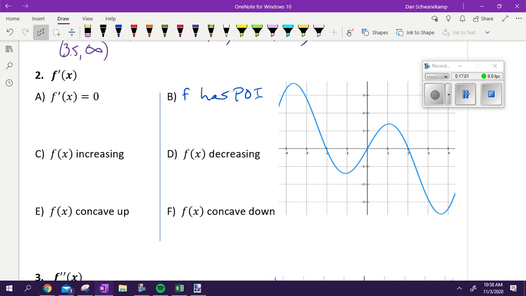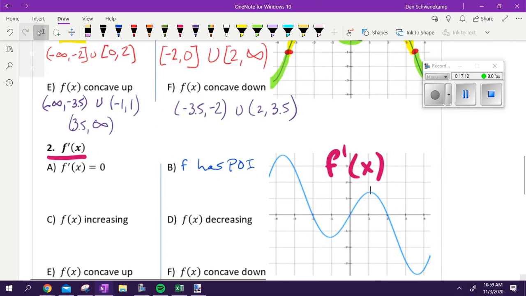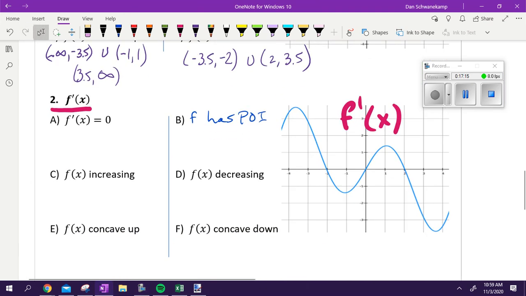What is this a graph of? This is an F prime graph, so make sure you're labeling that. Think about what you're given. Here we go. Let's look at it. This is a graph of F prime.